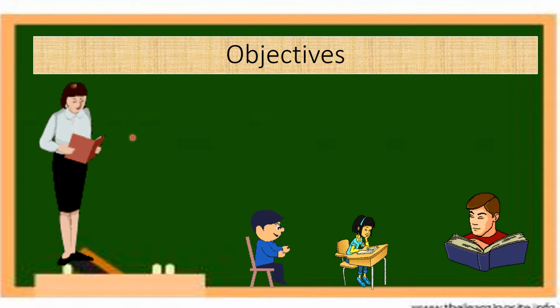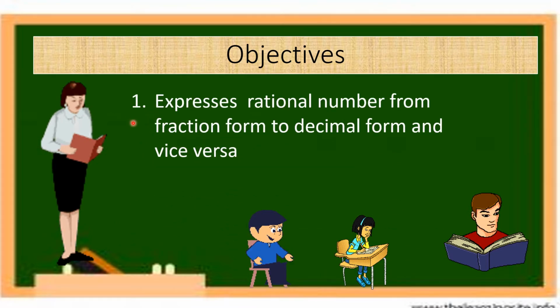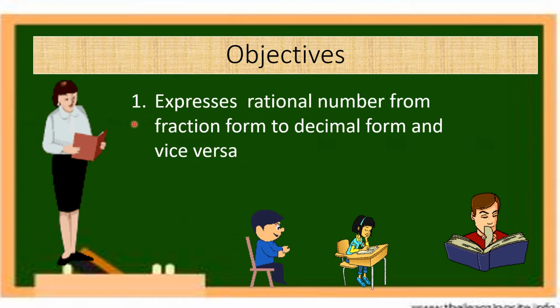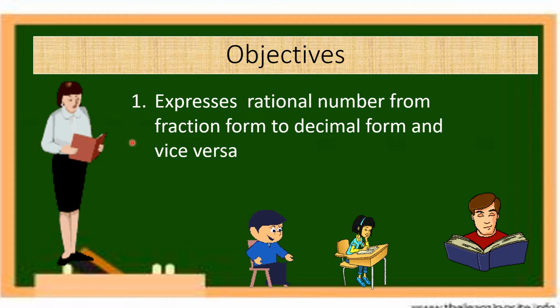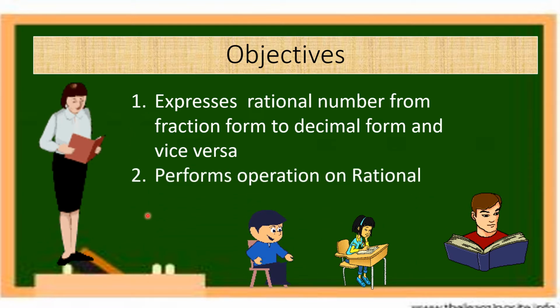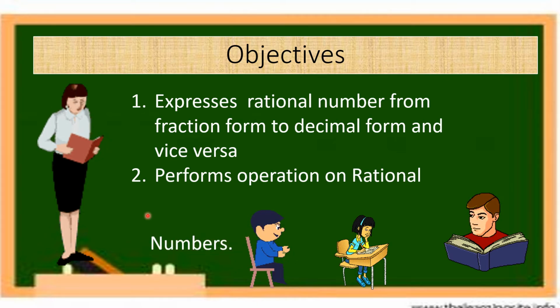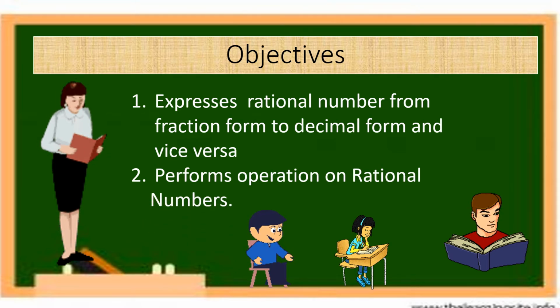We have the following objectives. Number 1, express rational numbers from fraction form to decimal form and vice versa. Number 2, perform operations on rational numbers.